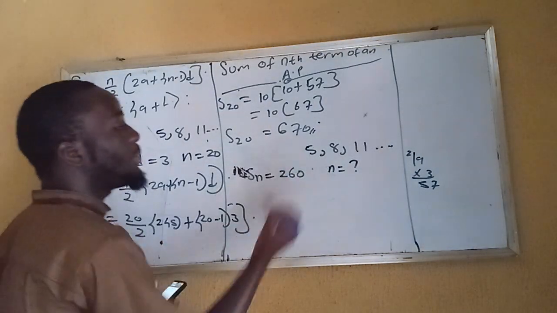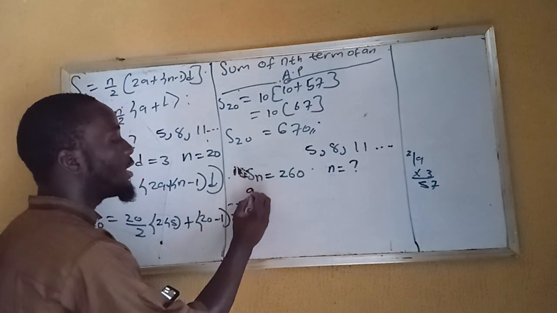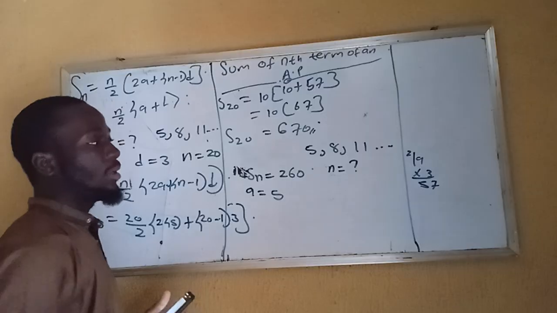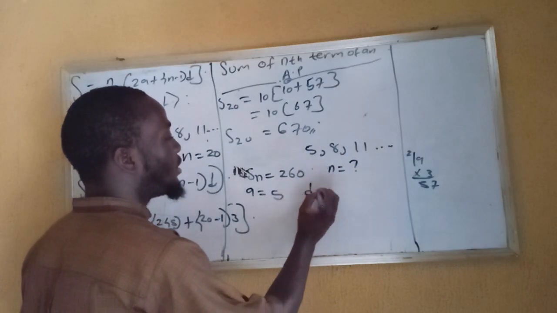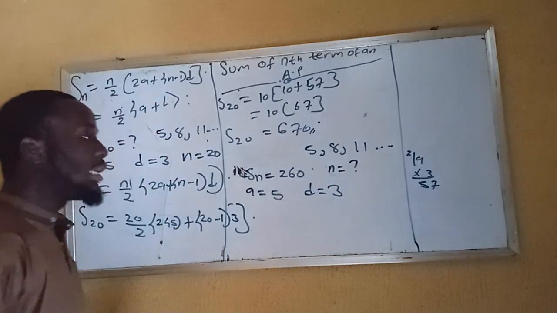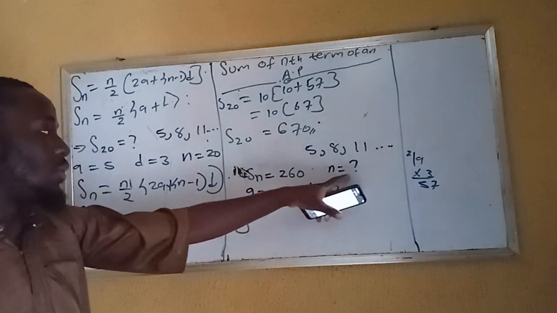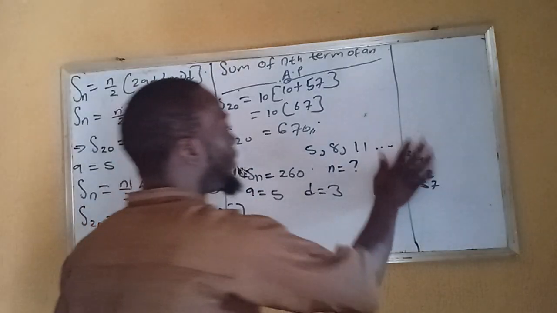So from here we can determine our a. Our a is our first term, which is 5. And our common difference, t2 minus t1, t3 minus t2, gives d equal to 3. Are you getting it? Now we have to find n. So let's use the formula once again.